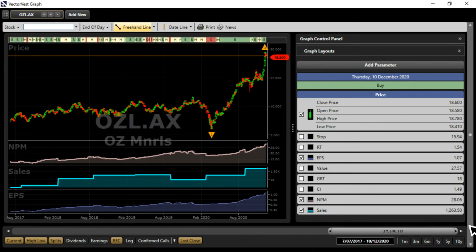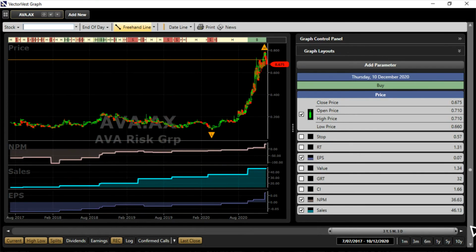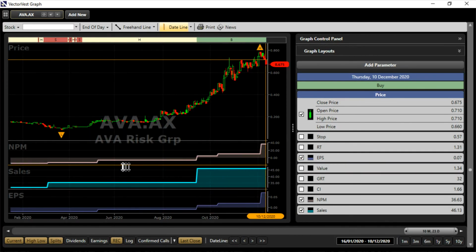All right, so we keep going on. So OZ Minerals, yep, same deal there. This one here, turning around. Their profit margins, it was underwater for a while from the looks of it. Let's bring my date line on here. All right, so NPM was negative and now it's turned the corner. It's now positive. Wow, look at that. Huge turnaround in the net profit margin.